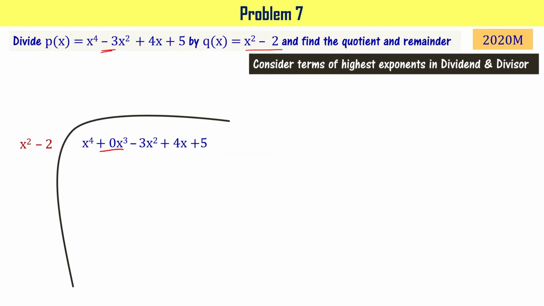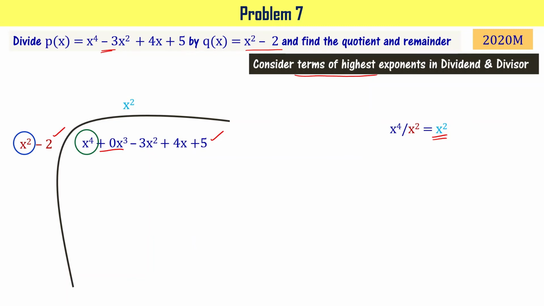Now what we have to do is consider the terms of highest exponents in the dividend and divisor. This is your dividend and this is your divisor, right? Let's find the terms of highest exponents. X power 4 is the term containing the highest exponent of the dividend, and x square is the term containing the highest exponent of the divisor, right? Now let's divide those two. X power 4 divided by x square is equal to x square. Now this particular x square we have to write as part of the quotient. So let me write that.